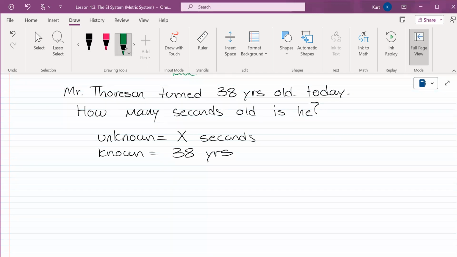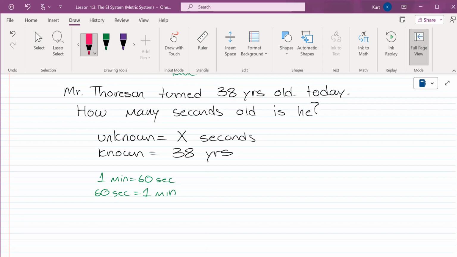I need multiple conversion factors here. Can you tell me some that I would need? From what to what? Go ahead. Seconds to minutes. What's the conversion there? Okay. 1 minute equals 60 seconds. 60 seconds equals 1 minute. Is that the only conversion factor I would need? What else do I need, guys?